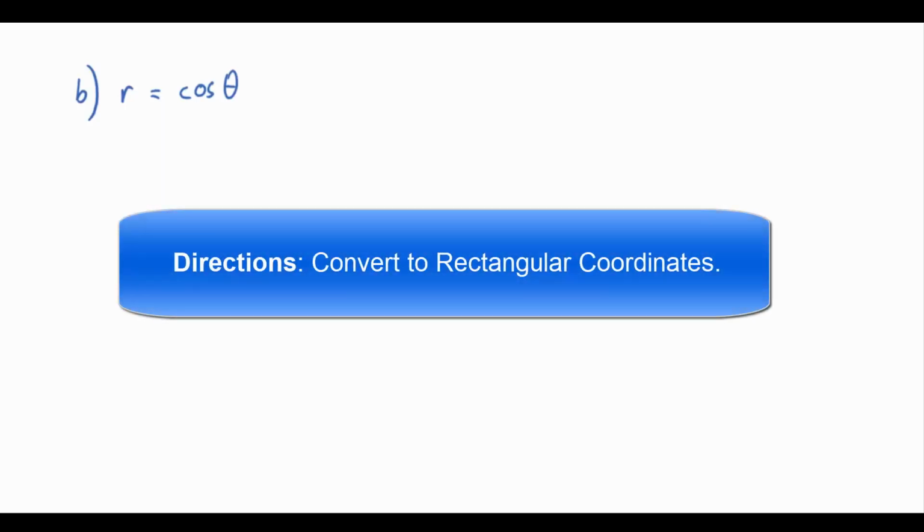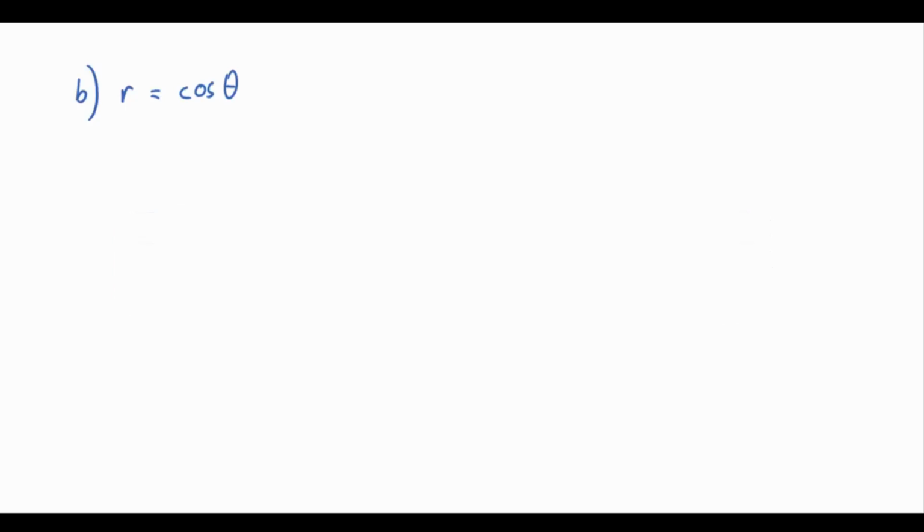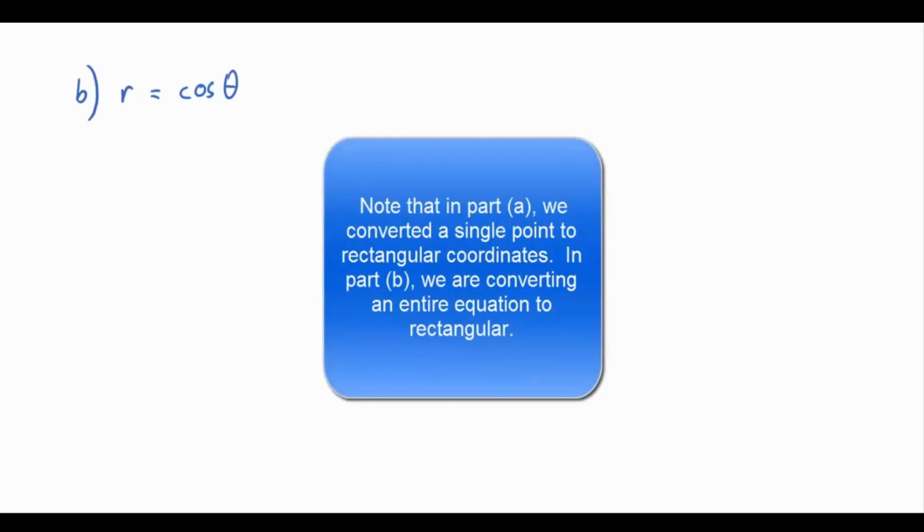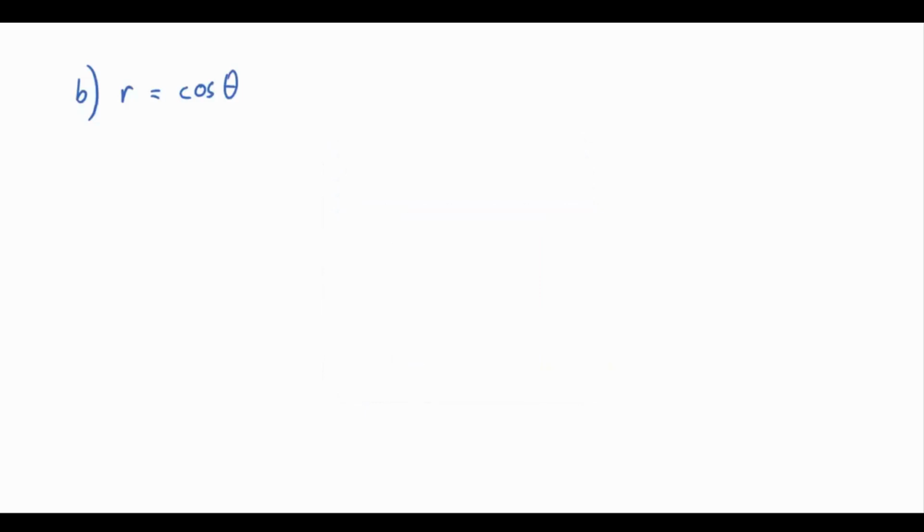r equals the cosine of theta. And that equation, hopefully it's obvious, is in polar coordinates. How could we convert it to rectangular coordinates? Well, it's not always easy. There's not always an elegant way to do it. You just have to make the conversion equations fit, maybe adjust them a little bit.